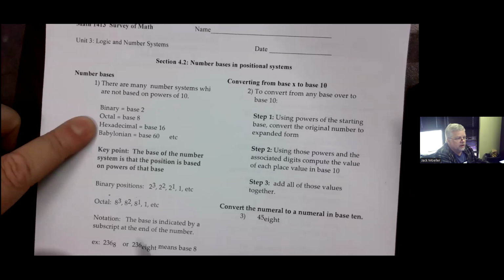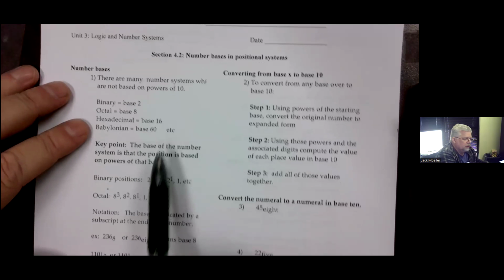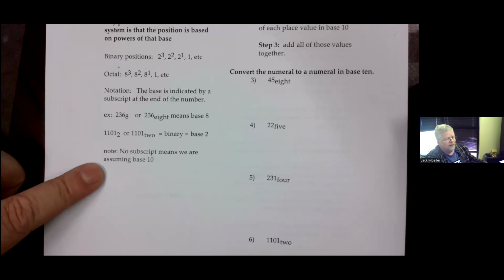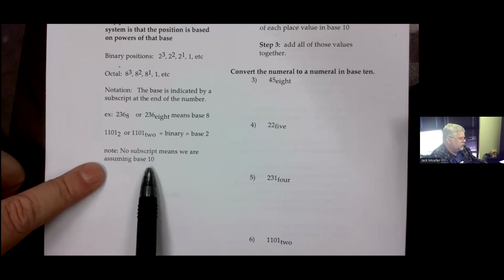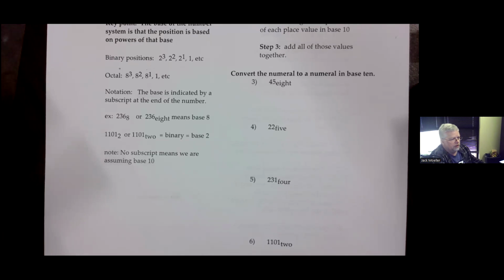If it's hexadecimal, which I don't think I put any of those in the homework, there'd be a little 16 subscript. If you don't see a subscript, then we're assuming base 10. Sort of like a square root, we don't put the 2 above the square root, but we have to put a 3 for cube root, things like that. So if you see no subscript, it's base 10.